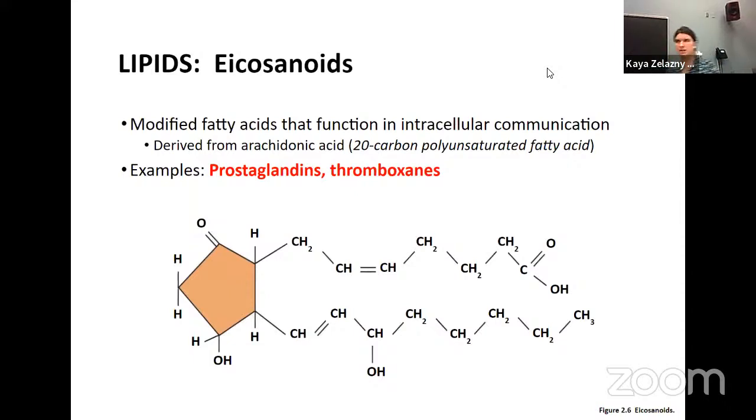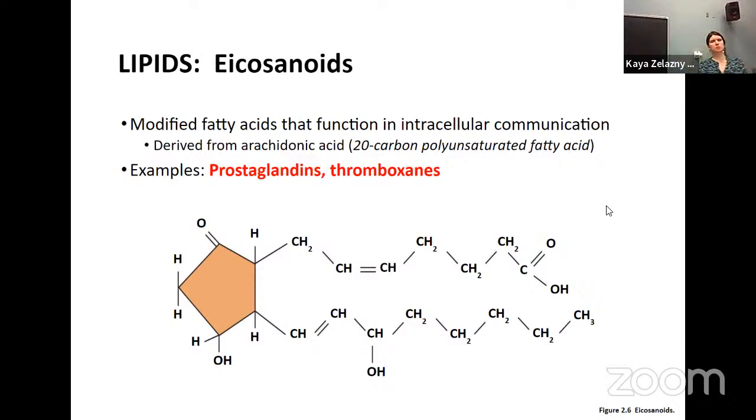So our next category of lipids are our eicosanoids. These are really just modified fatty acids, so they're kind of bent in half. We won't see them much in this class, but they are important in the future in intracellular communication. As cells are signaling to each other, one of the ways they can do it is through these molecules. Examples that we'll maybe see are prostaglandins and thromboxanes.